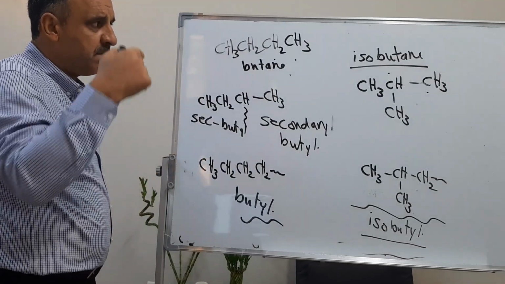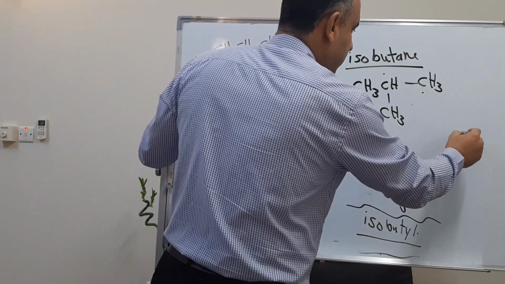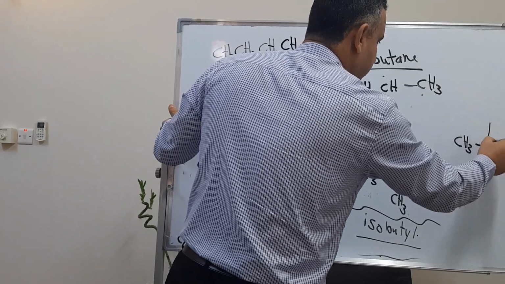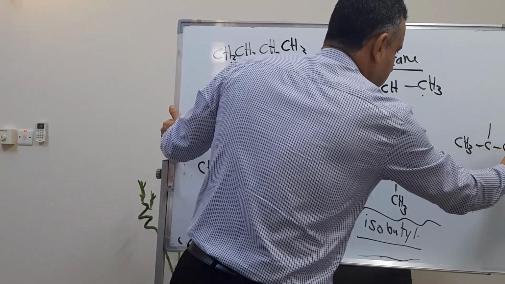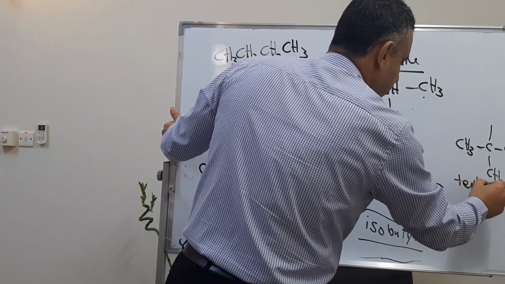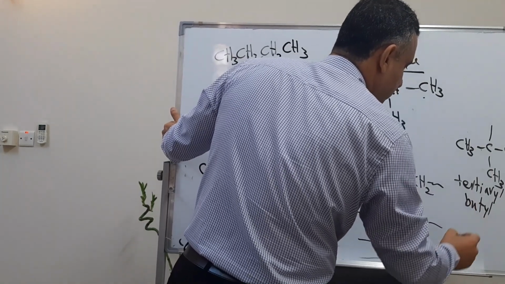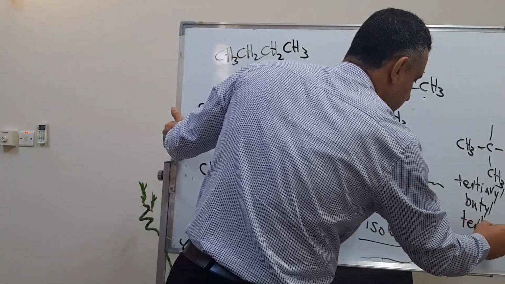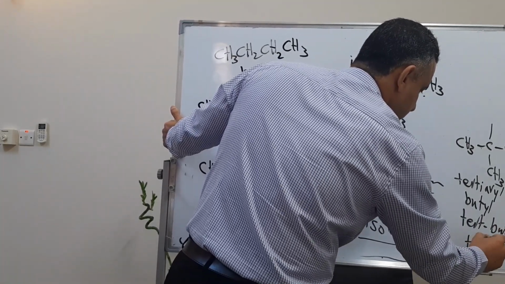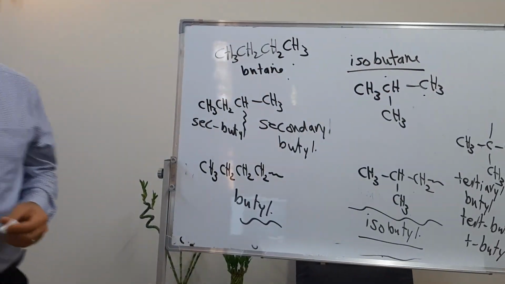If it is from the carbon in the middle, we will have CH3, C, whatever, CH3, and then CH3. We will call this tertiary butyl, or T-butyl, just to distinguish it from the others.